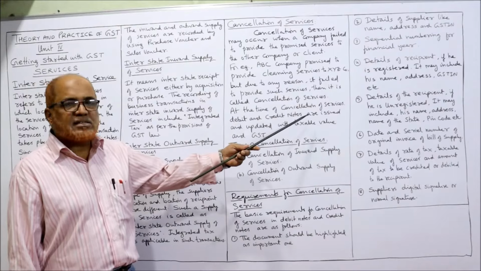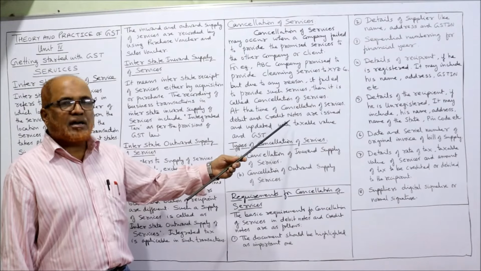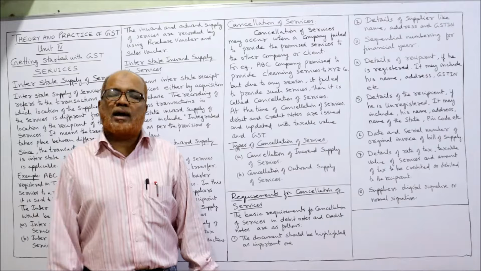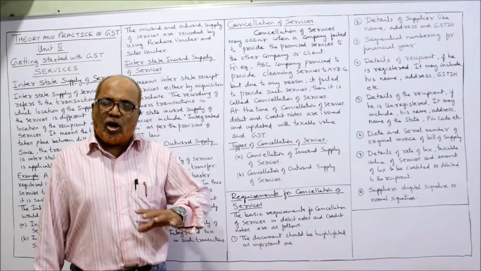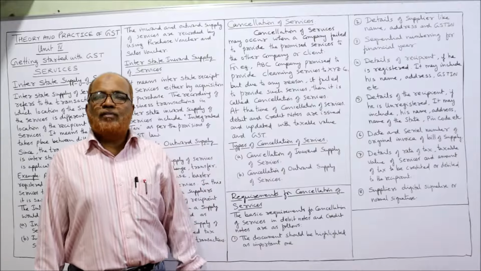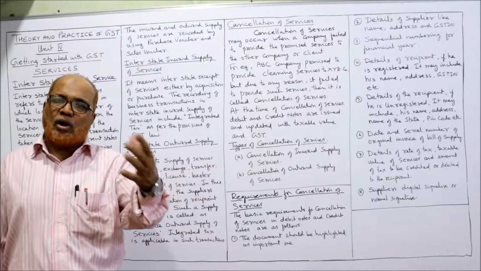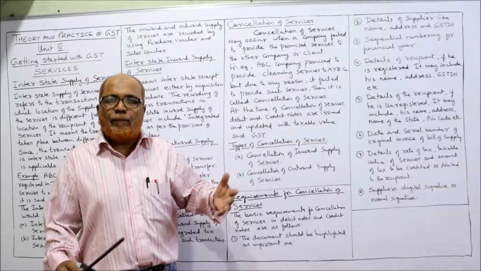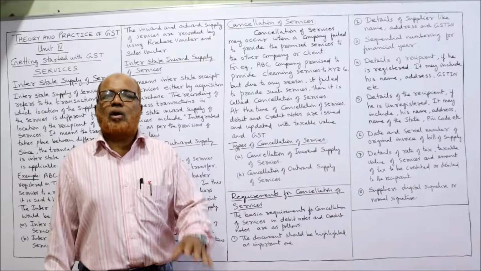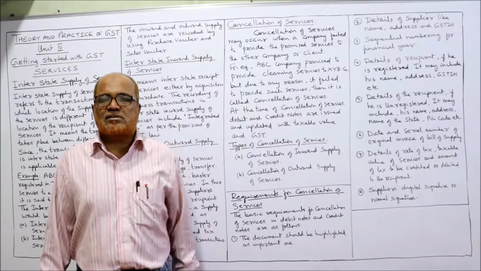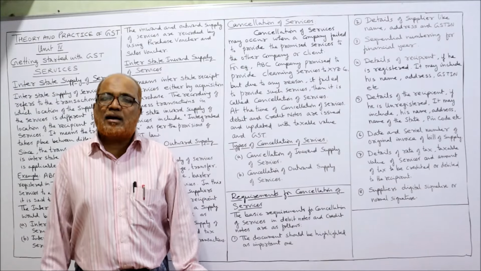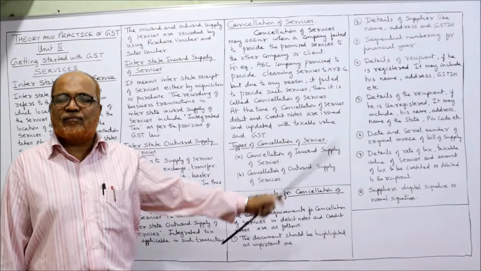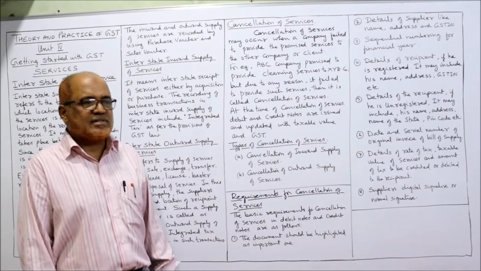Now, at the time of cancellation of services, debit and credit notes are issued, just like in case of sales return and purchase return. In normal sale of goods, we use the term sales return or purchase return. Now there is no purchase and sale, so we call it cancellation of services. Similarly, we raise a debit note and credit note in case of cancellation of services.